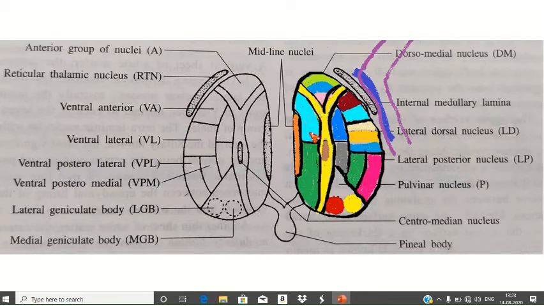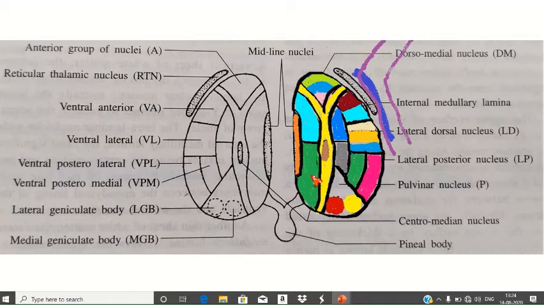Okay, then coming to the medial or dorsomedial group. It intervenes between the internal medullary laminae and the midline nucleus. The midline nucleus is present at the medial surface of the thalamus, and between the internal medullary laminae and the midline nucleus, you can identify the dorsomedial group. This dorsomedial group has 2 parts. The anterior part is called the magnocellular part, and the posterior part is called the parvocellular part.